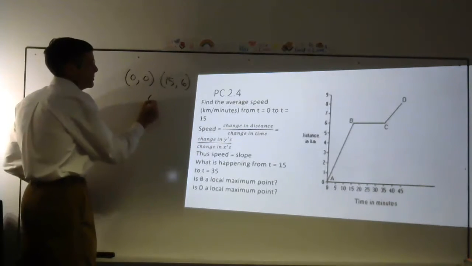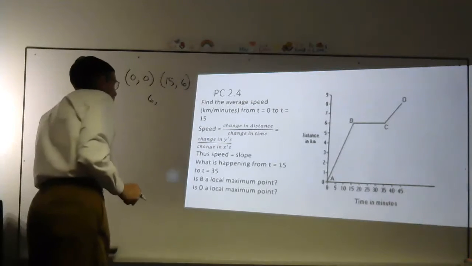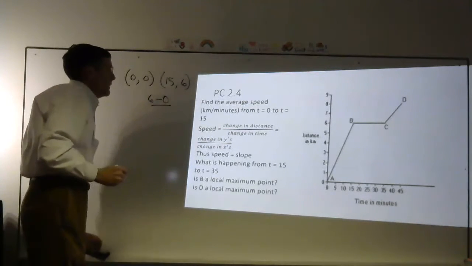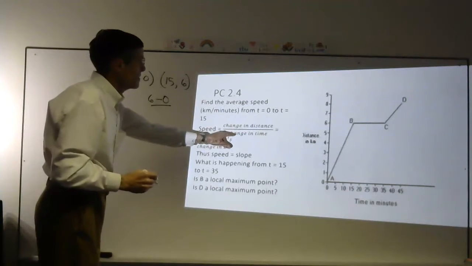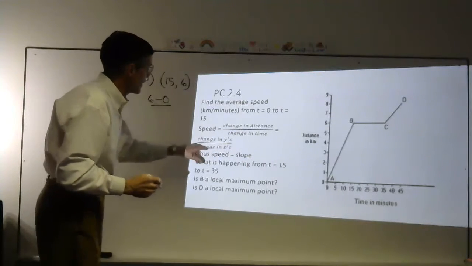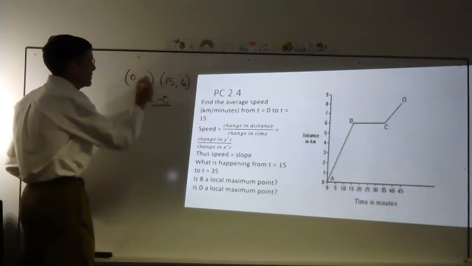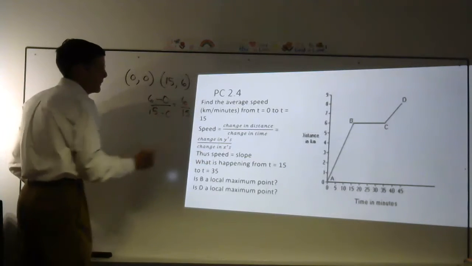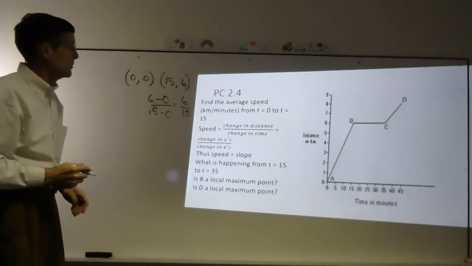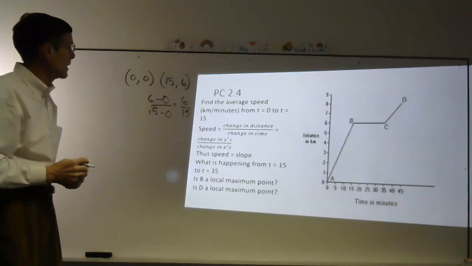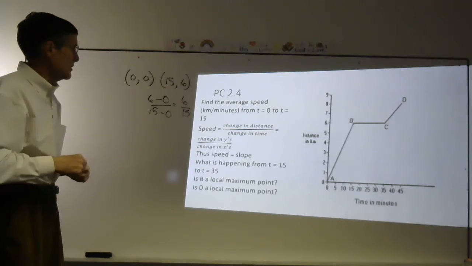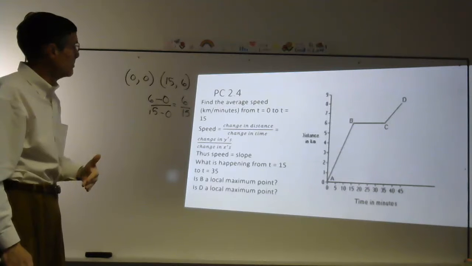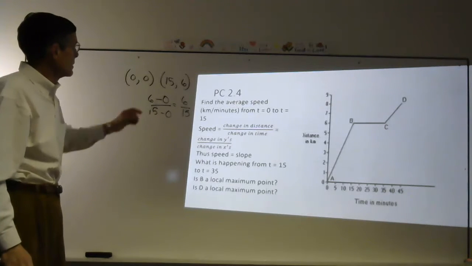So we want to do 6 minus 0, and then over the change in time, and the time was on the x-axis, so that's the change in x's, so 15 minus 0. I get 6 over 15. You can reduce that down to 2/5, okay? So the rate of change is 2/5 of a kilometer per minute, okay?